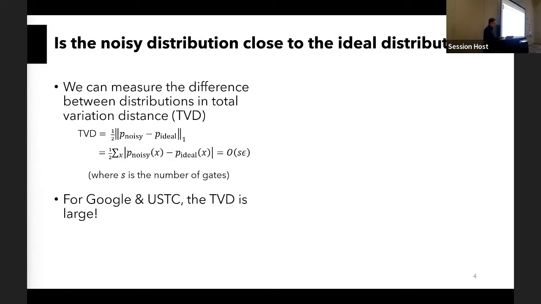And when you have a system like the one we're studying with S error locations, or order S error locations, and then epsilon error probability at each location, you would expect the total variation distance to go linearly in the product of those things, kind of the total expected number of errors. But in the case of the Google and USTC experiments, this is a large number. So in the case of Google, I think you would expect on average 6 errors, which would tell you that the total variation distance is actually not small at all. It's probably close to its maximum. So this is not really a good way of saying that the noisy device is actually doing something similar to the ideal device.